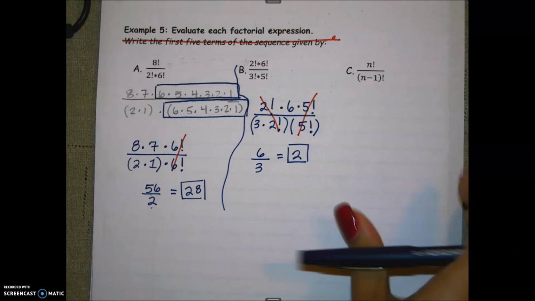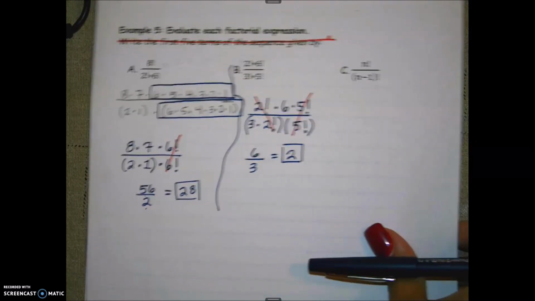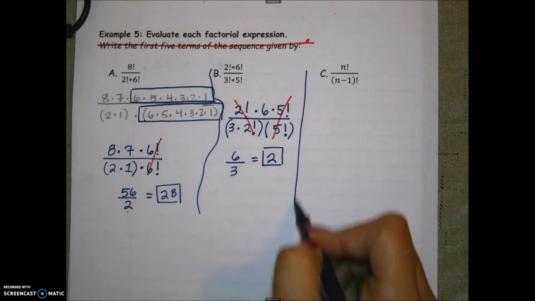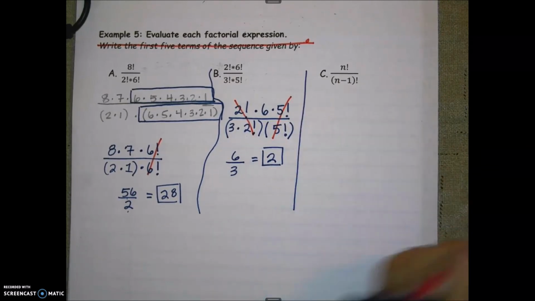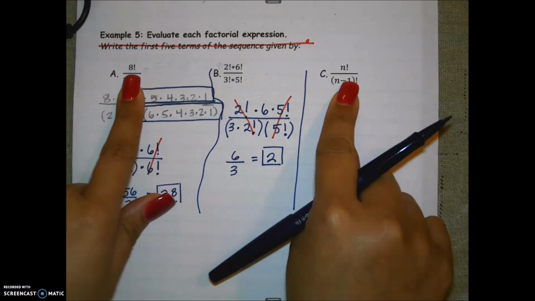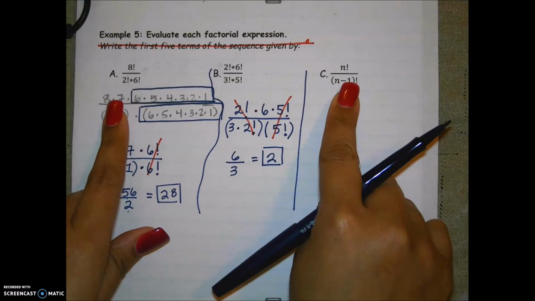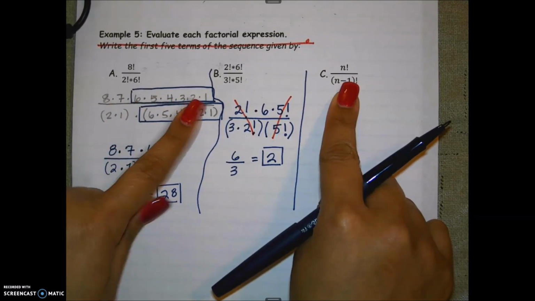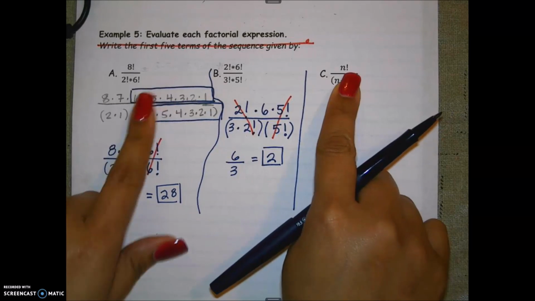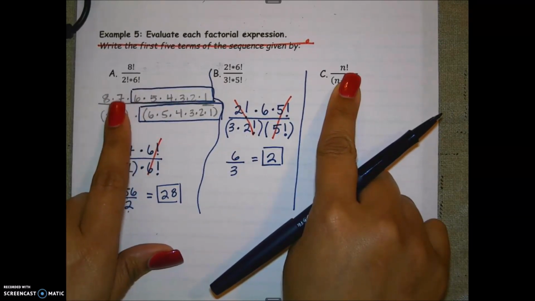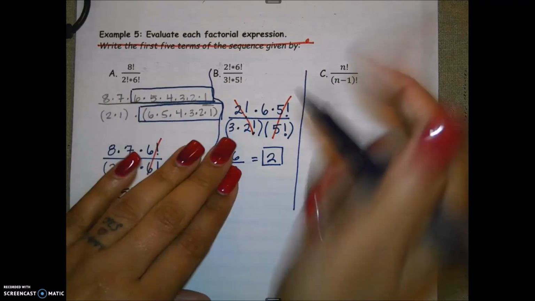Well, what if I'm not given any numbers? I'm given letters. What in the world do I do then? Well, notice the pattern. Look at A. 8 factorial was taking 8 and multiplying all the subsequent numbers that came before it. N factorial is doing the same thing. So if 8 went to 7, how did it get there? It subtracted 1.